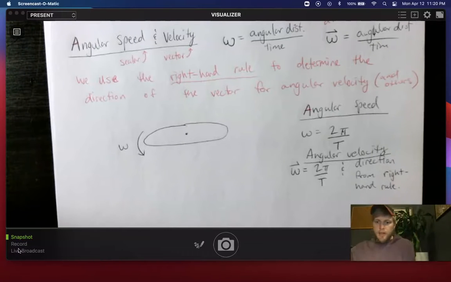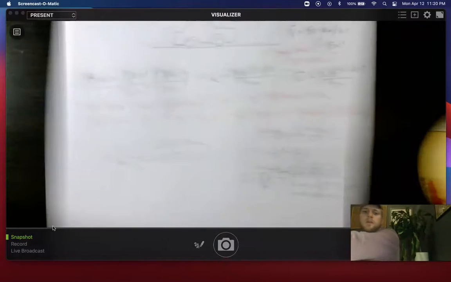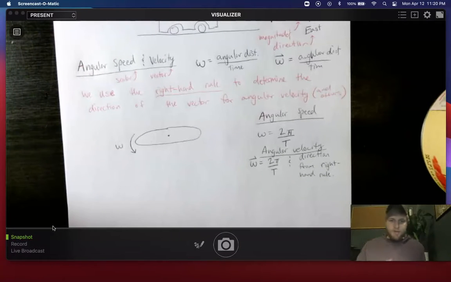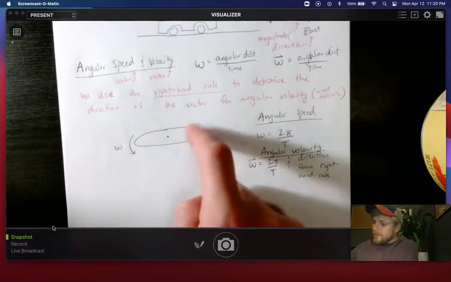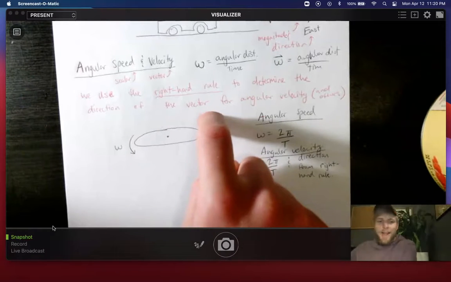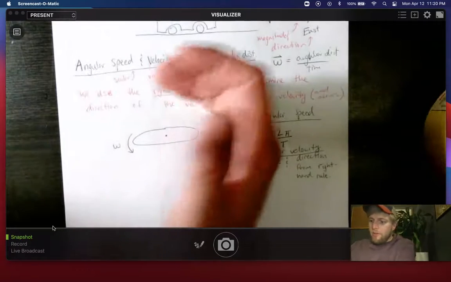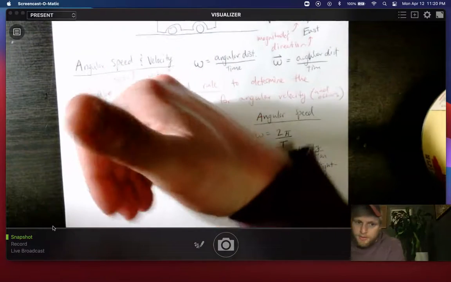So what is the right-hand rule? Let me try to show you what it looks like. I'm going to use my right hand. It's very important that you use your right hand. In fact, if you use your left hand, you're going to get exactly the wrong answer. So we've got this thing rotating in a counterclockwise fashion. The right-hand rule just means you take your fingers, all four of them, and you wrap them in the direction of the rotation, so counterclockwise in this case.